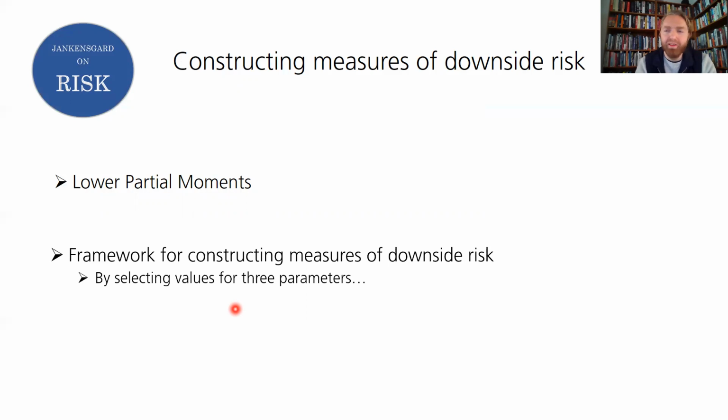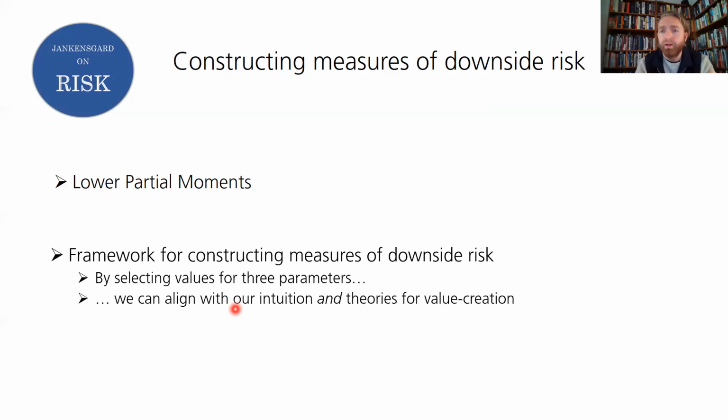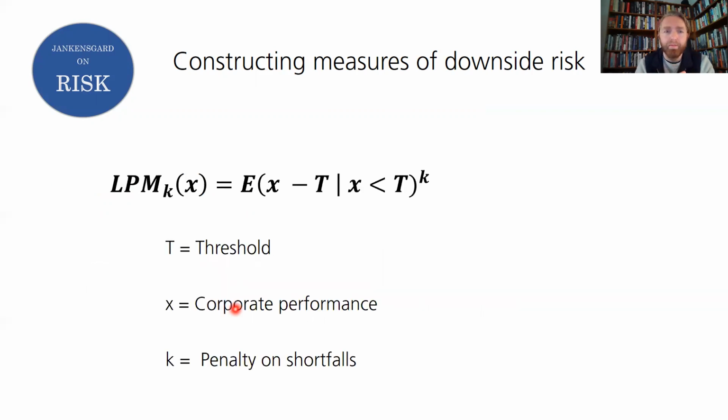So you're going to have to choose or select 3 parameters. Actually, it's 2 parameters and a variable, but never mind that. And here we have lots of possibilities to achieve what we said we wanted to achieve, which is to align with our intuition and theories for value creation, because we can choose these parameters in such a way that this is accomplished. And so that's our goal here. So this is what it looks like, and maybe it's a little bit terrifying to see like that, but it's not so bad. It's really just 3 parameters here that we're going to discuss.